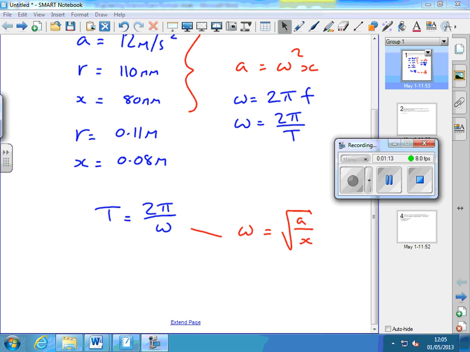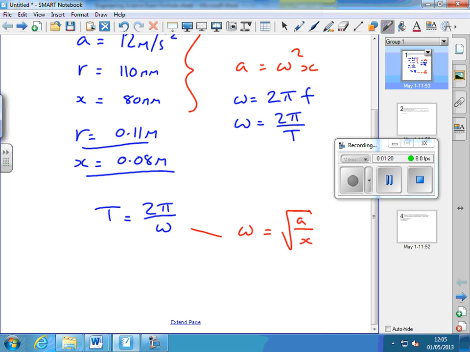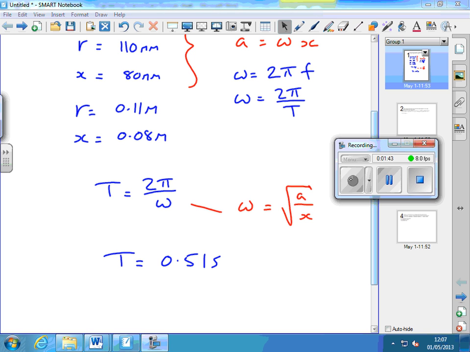So remember, r and x need to be in the appropriate units. So r is 0.11 meters, x is 0.08 meters. So the period is 2 pi over omega, where omega is the angular velocity, but omega is given by, if we rearrange this formula, the square root of a over x. So put the numbers in. We know a and we know x, so we can calculate T. And so the period turns out to be 0.51 seconds.